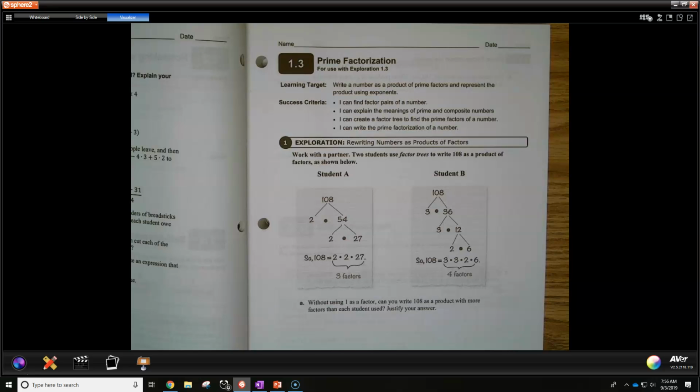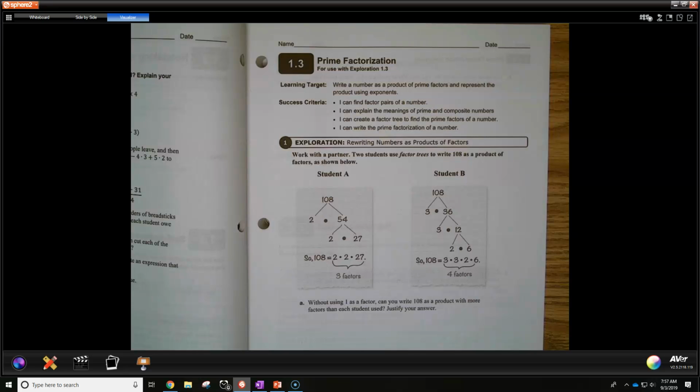Two students use factor trees. So remember, if you use instructions to help you, I can tell these are factor trees. If I don't know what a factor tree is, I'm saying, okay, well, if that's a factor tree, what are they doing? What is a factor tree then? Try and see if you can figure it out. To write 108 as a product of factors. There's that word again. Your homework is going to ask you for the product of factors.